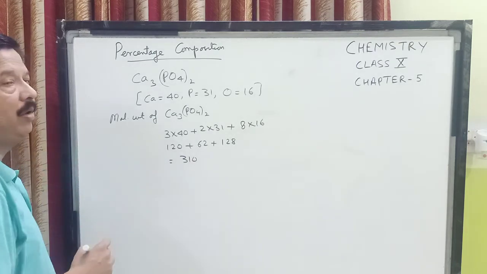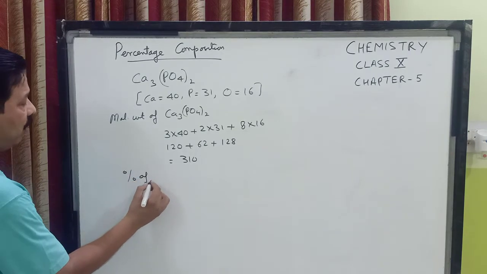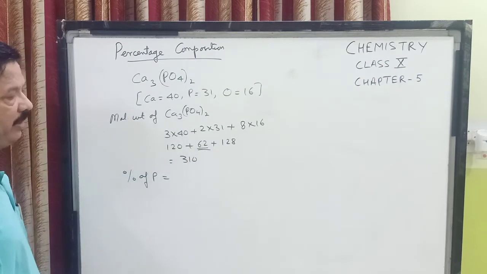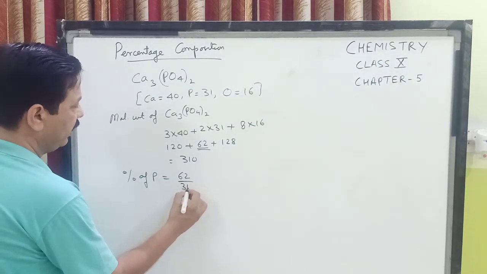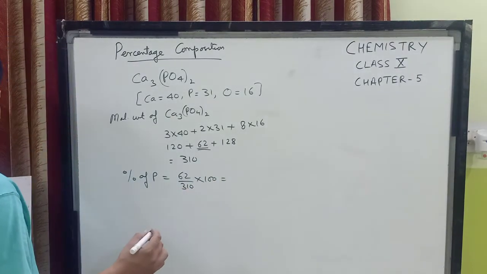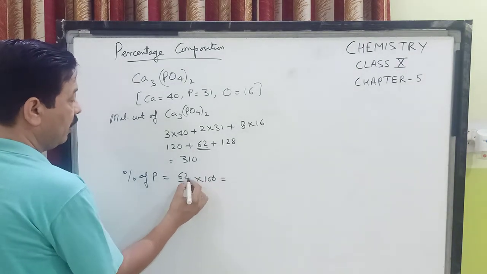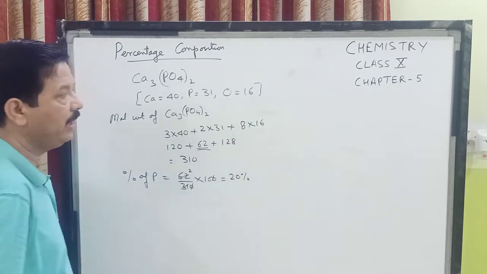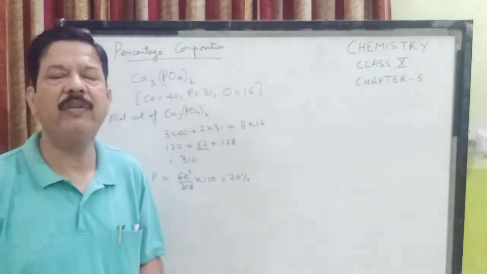Children, this is the molecular weight. Now it is asking us to find the percentage of phosphorus. Phosphorus is 62 parts present in this, so it will be 62 out of 310 into 100. If you calculate this value, it comes out to be 20%. So children, I hope you have followed this percentage composition.